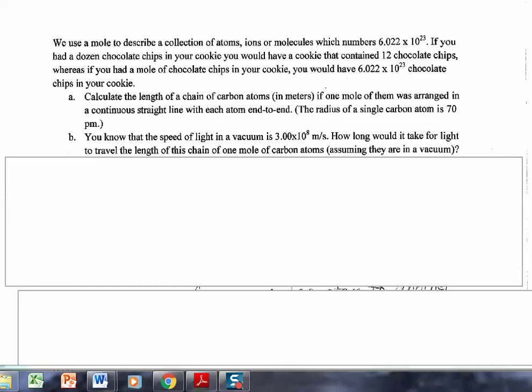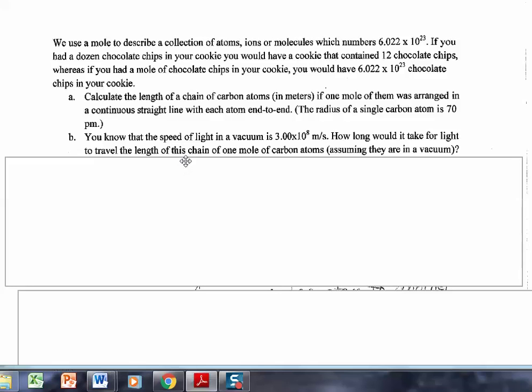In the second part of the problem, we know that the speed of light in a vacuum is 3.00 times 10 to the 8th meters per second. That's the rate at how fast the speed of light is moving. How long would it take that light to travel the length of this carbon chain, given we have a mole of them connected, assuming, of course, they're in vacuum?